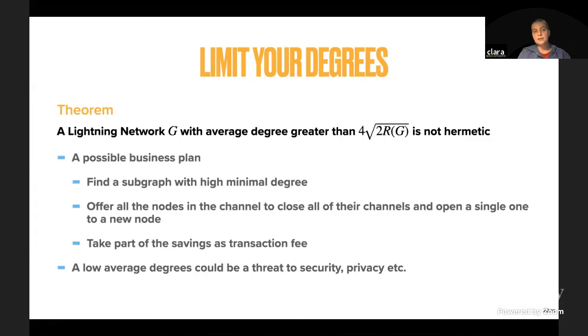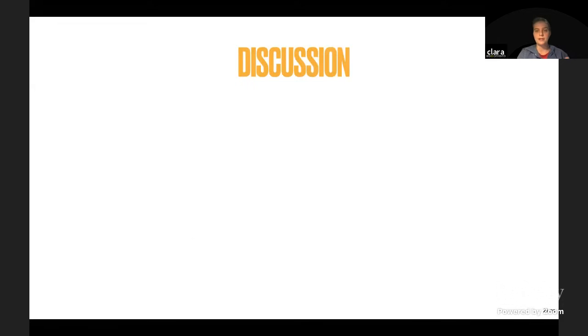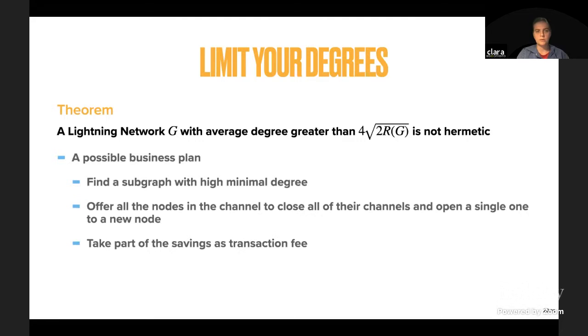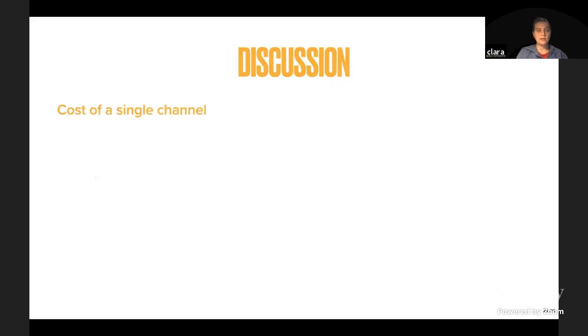The issue with that is that, in general, low average degree can be a threat to security, to privacy, to the stability of the network, but it doesn't have to be. And I'll talk about this a bit more in the discussion. So before we go into the discussion, any question about this limiting the degrees theorem? Okay, good. So let's have a quick discussion.